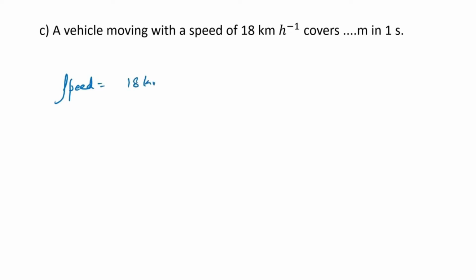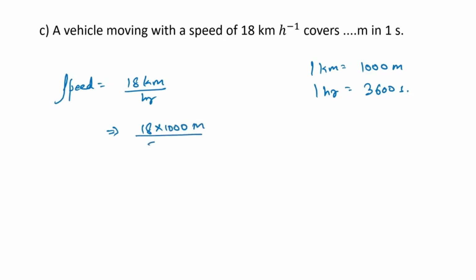So speed as given is 18 km per hour. We know 1 kilometer is equal to 1000 meters, 1 hour is equal to 3600 seconds. So it will yield 5 meter per second. So the vehicle will cover 5 meter in 1 second.